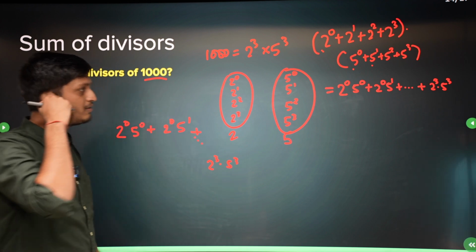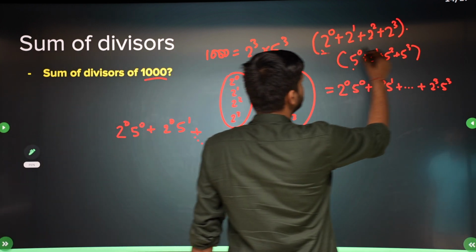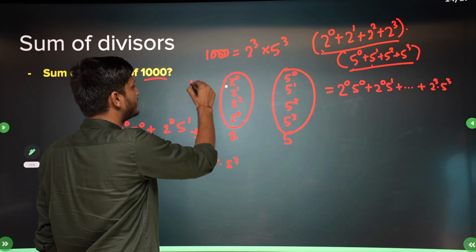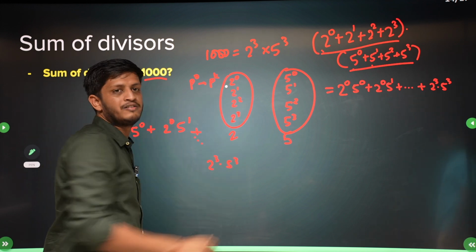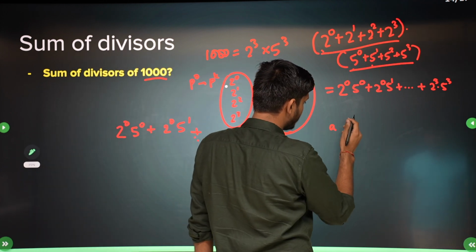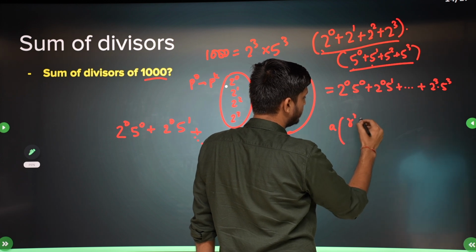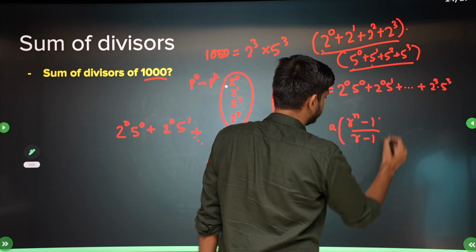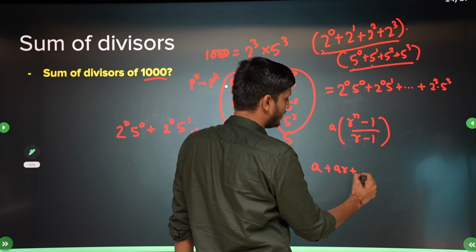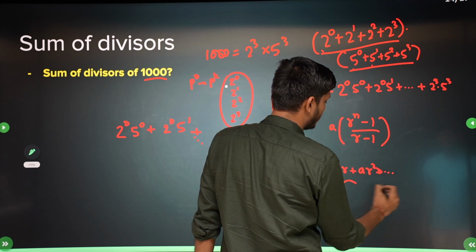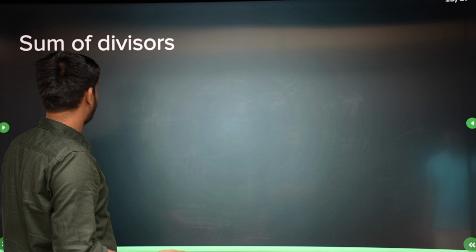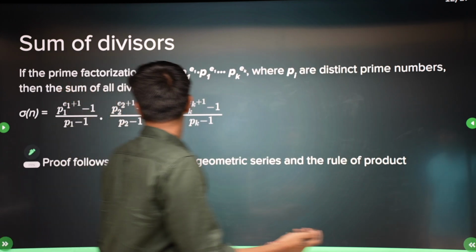Now, how to calculate the formula? Very simple. These are all geometric progressions. They start from 2 to the power 0, or any prime number to the power 0, and they go up to some prime number to the power k. Very easy. So what is the sum of a GP? The sum of a GP is A times r to the power n minus 1 upon r minus 1. If you want to calculate the sum of A plus A r plus A r square and so on up to n terms, this is the sum of a GP. Very easy. We know this from our childhood. So just apply the formula, and that's how we are deriving this formula.